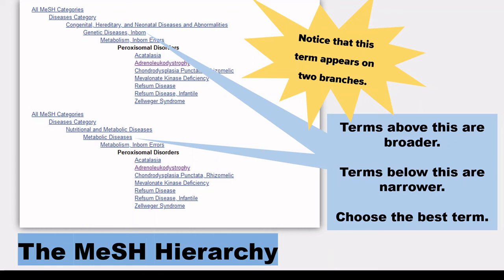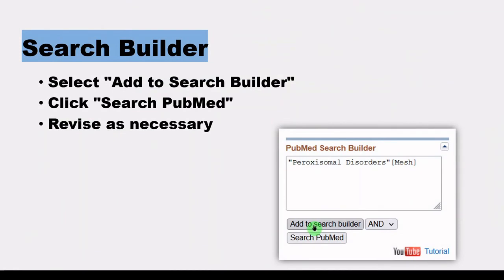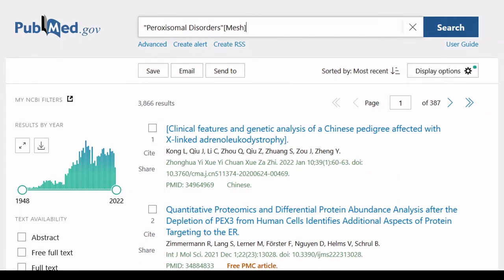To use this or any MeSH term in a search, navigate to the upper right-hand corner of the MeSH entry and click Add to Search Builder. It comes across in quotes with the MeSH field tag already attached. Then you can hit Search. You'll activate a PubMed search where you can browse the results as usual. Next up, I'll discuss subheadings.